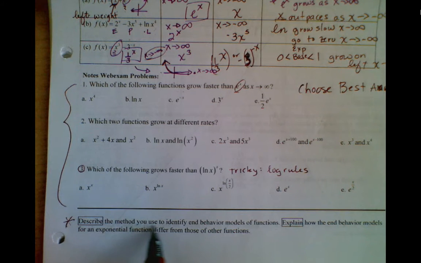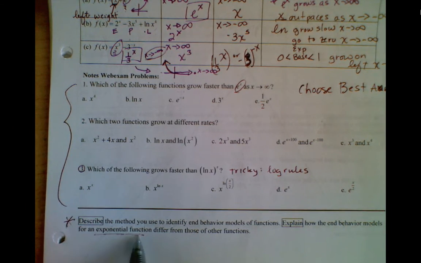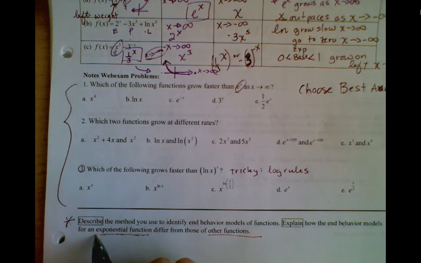So describe the method you use to identify end behavior models of functions. Explain how the end behavior models for an exponential function are different than other functions. So what things do I need to know when thinking about exponential functions when doing end behavior versus other functions?